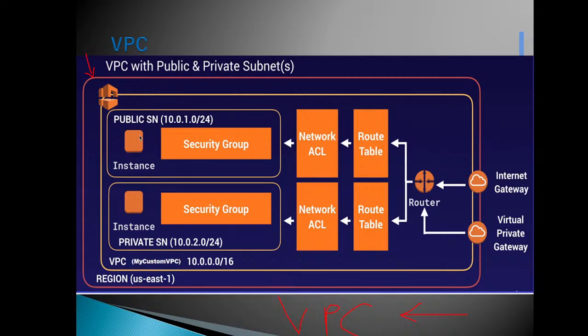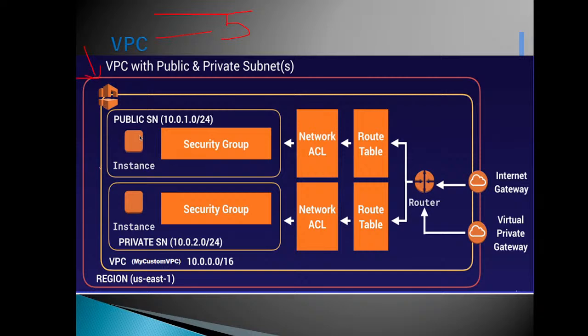Now, coming to how many VPCs we can create in each region. You can create up to 5 VPCs per region. Your company is working on different projects, so you can create up to 5 VPCs for different projects or different components. Now, this is region specific.